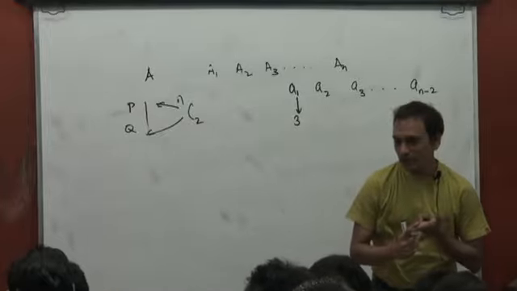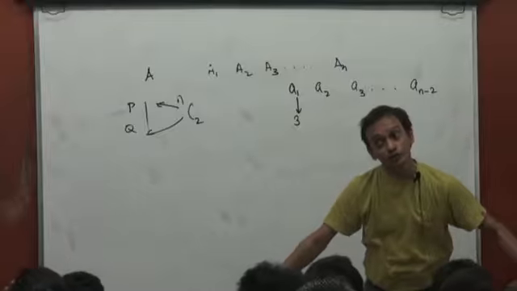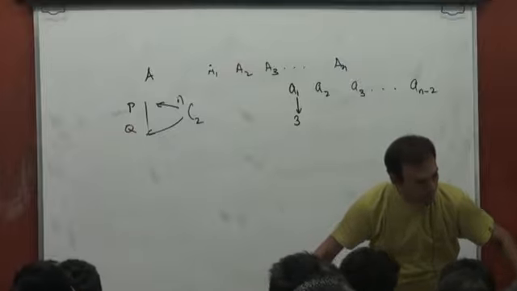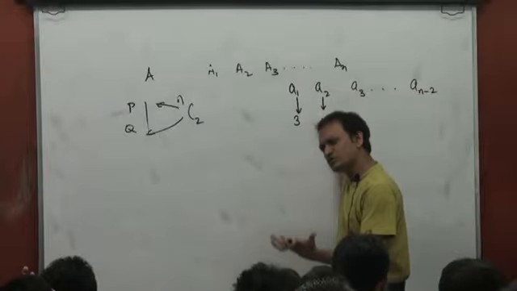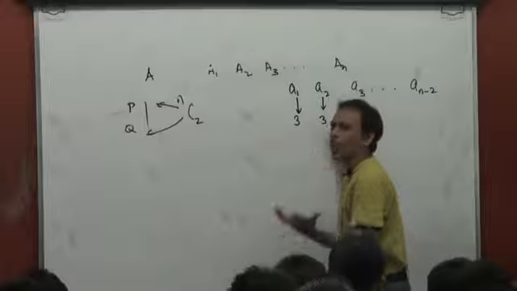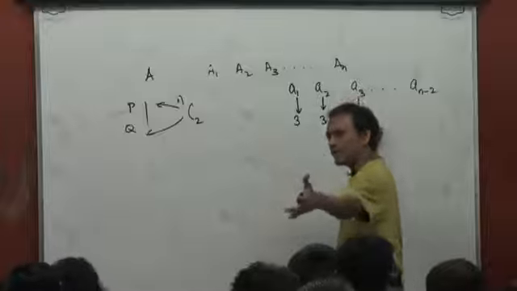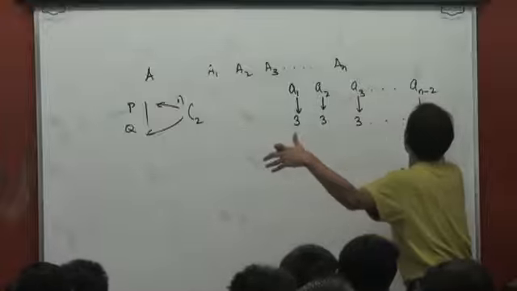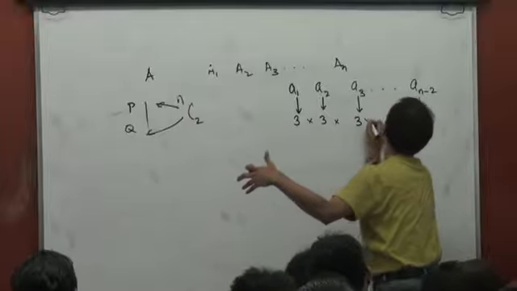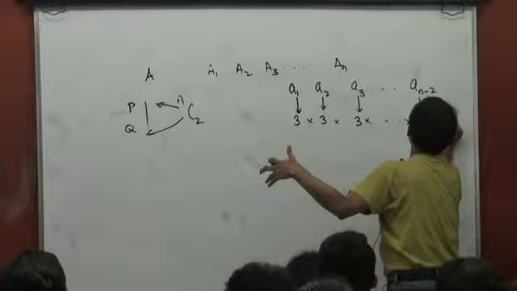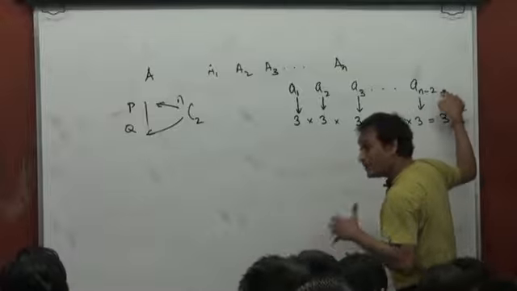Either I give it to P, or I give it to Q, or I give it to neither P nor Q. Clear? In how many ways can I deal with A2? 3 ways. How many ways can I deal with A3? 3 ways. In how many ways can I deal with A(n minus 2)? 3 ways. So 3 into 3 into 3 into 3, that makes it 3 to the power n minus 2 ways of dealing with the remaining n minus 2 elements.